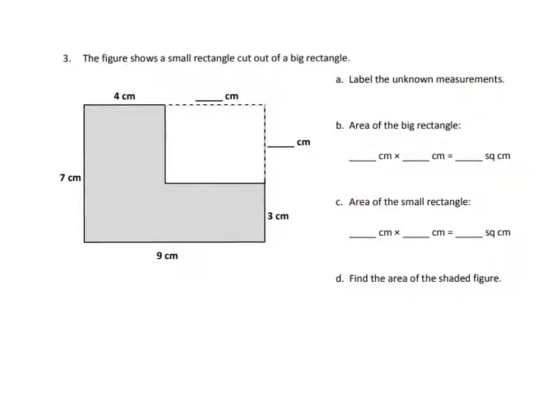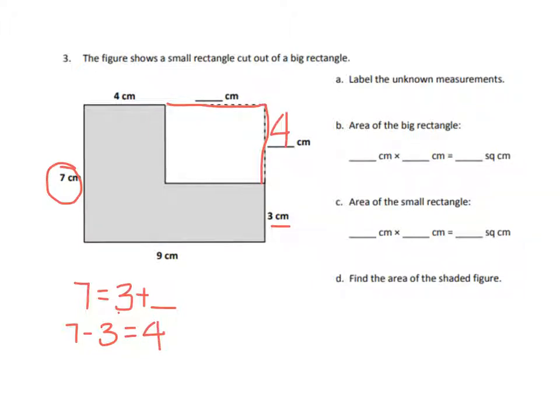Let's take a look at number 3. It says the figure shows a small rectangle cut out of a big rectangle. Label the unknown measurements. So here's the unknown piece right here. I see that the entire width is 7. So I'm given a piece of it, which is 3. Now I need to figure out what plus 3 is going to equal 7. So really what I am doing is subtracting 7 minus 3, which equals 4. So that's going to be the missing width for the unknown.